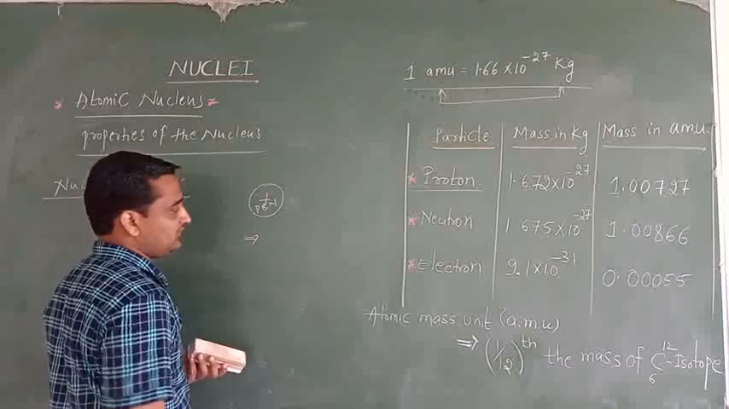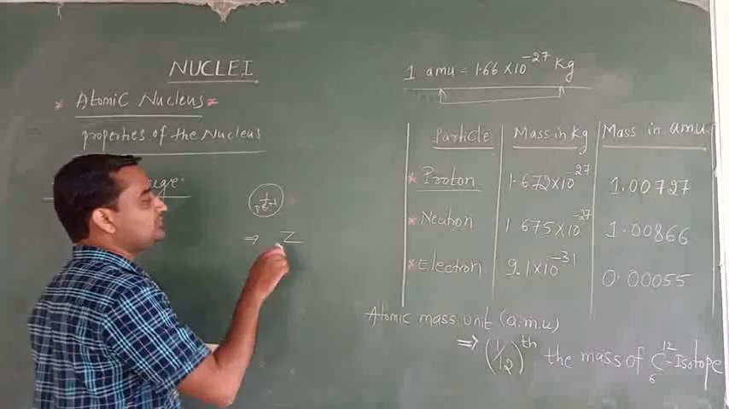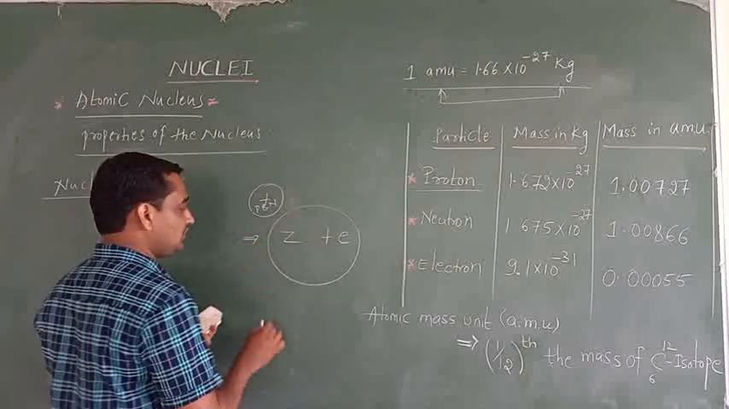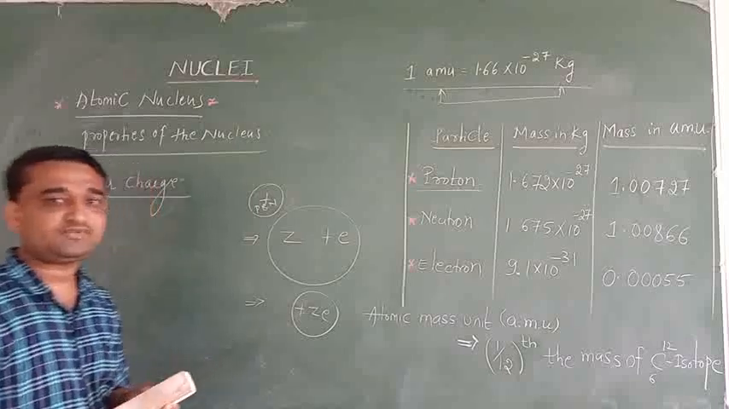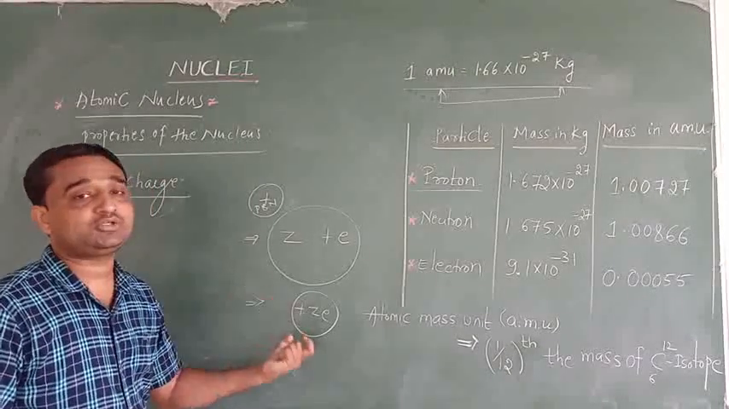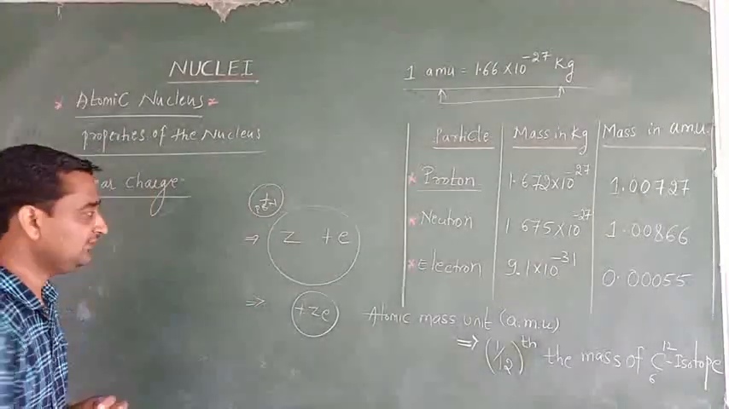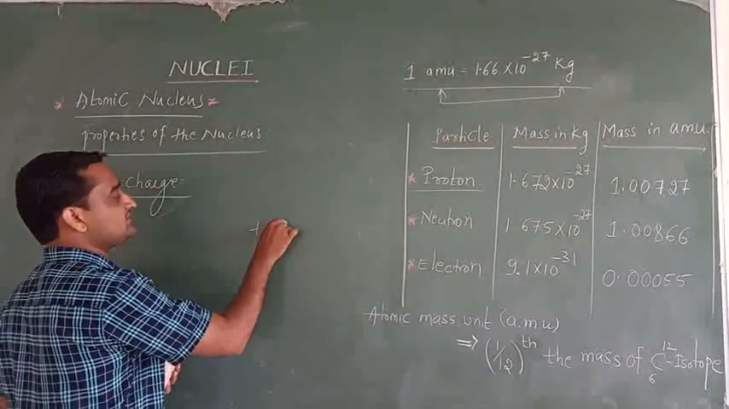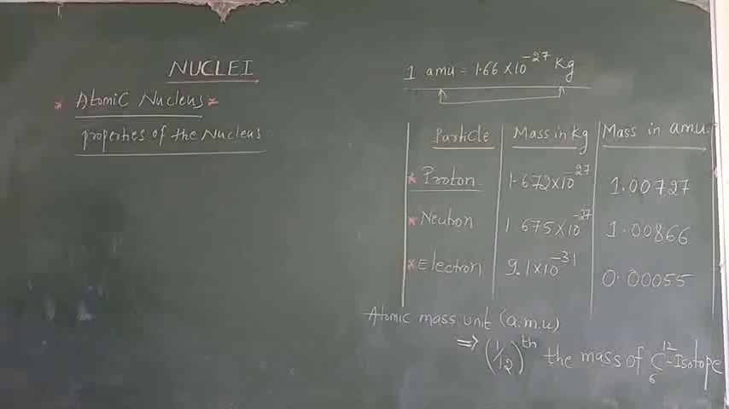Therefore, what can we write here? The nucleus consists of Z number of protons, and the charge of a proton is plus e. Then the total charge of the nucleus is equal to plus Ze, because of the protons. This is regarding the charge of the nucleus, related to the nuclear charge. Now how are you going to represent the nuclear mass?